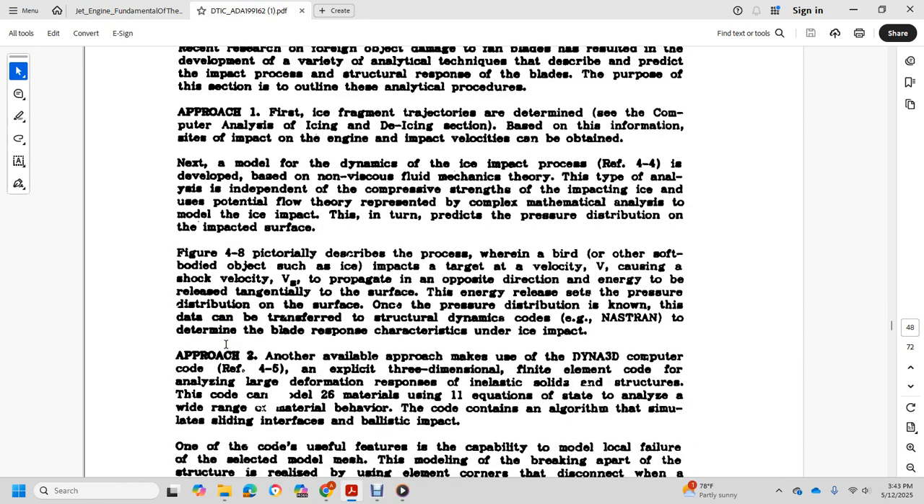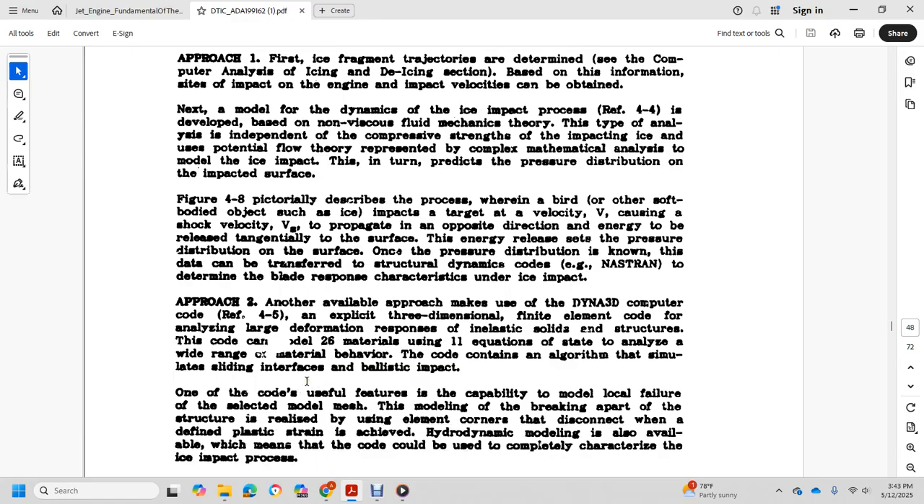Figure 4.8 pictorially describes the process of a bird or other soft body object, such as ice, impacting the target. The velocity causes a shock that propagates in the opposite direction, and the energy is released tangent to the surface. This energy release sets up the pressure distribution on the surface. Once the pressure distribution is known, this data can be transferred to the structural dynamic code NASTRAN to determine the blade response under ice impact. Approach 2 is another available approach, made with the DYNA3D computer code.